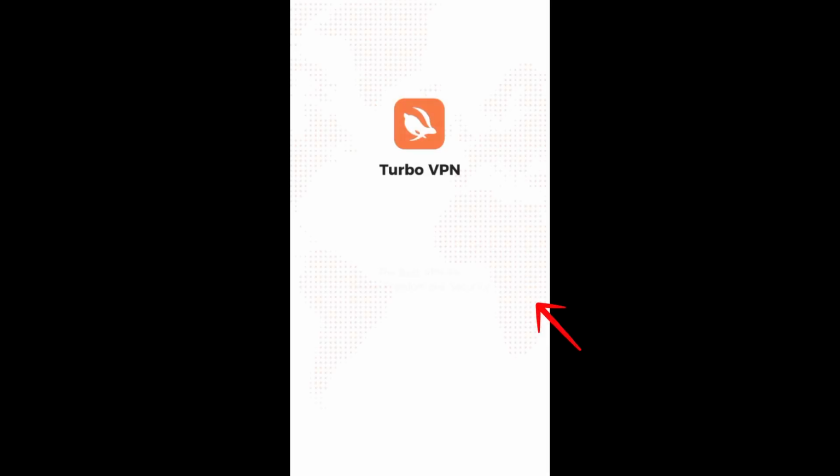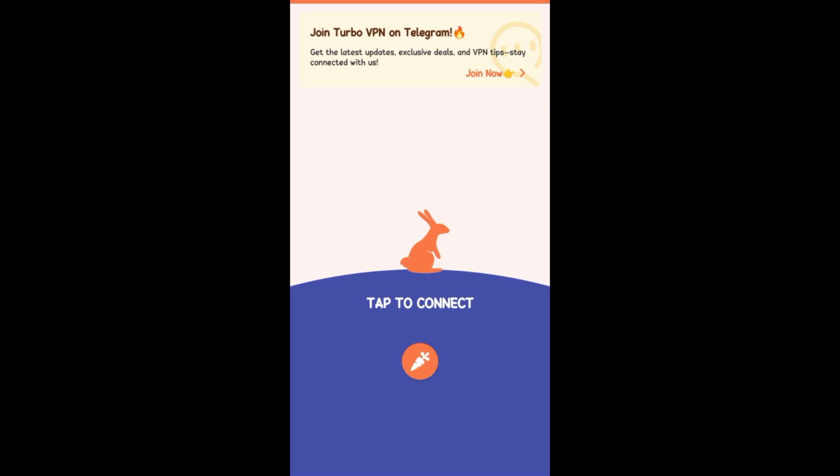So you can install this Turbo VPN or whatever VPN you want, and then use a VPN and connect to a different country such as Japan, Singapore, etc. This can bypass the IP rate limit.